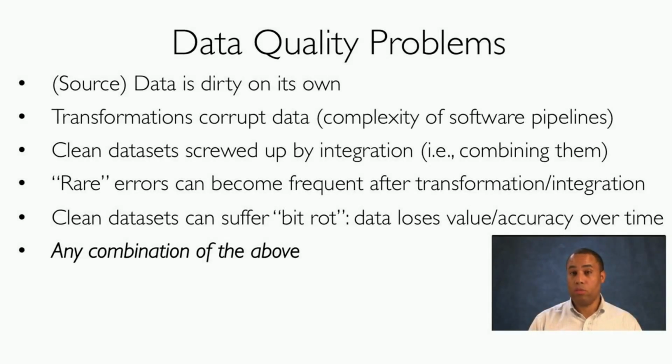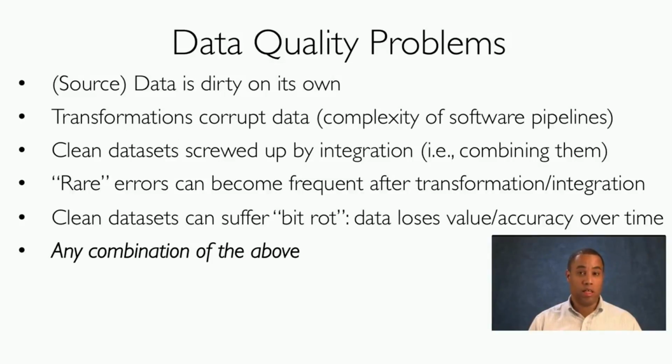Where do data quality problems come from? Many places. For example, the source data could be dirty on its own, or transformations that you apply to the data could corrupt the data. And this is a challenge of the complexity of the software pipelines that we build to process data for data science. We can also have clean data sets that are screwed up because of the integration where we combine multiple data sets together and do that incorrectly. Things that are rare errors can become frequent errors after we perform a transformation or integration.